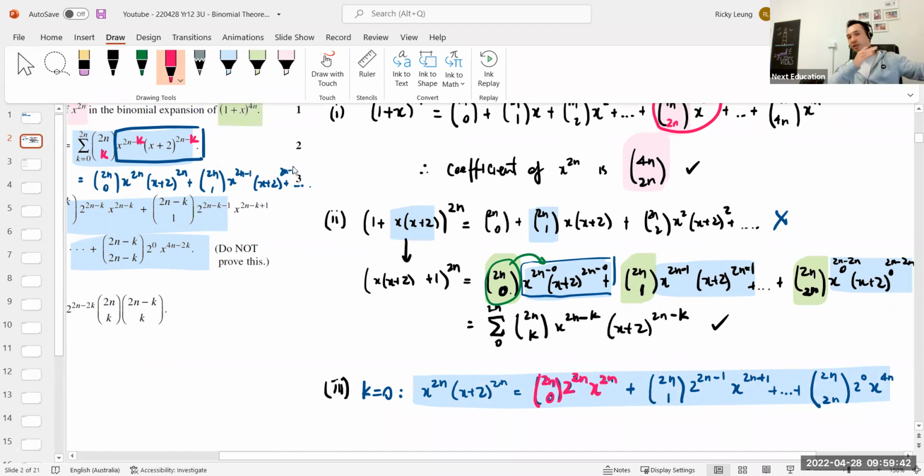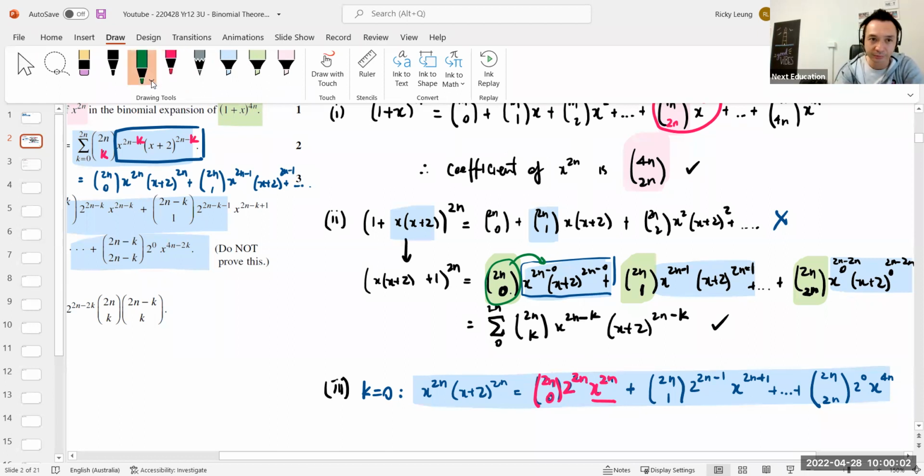Remember in the last lesson when I did comparing coefficients, I had a whole string of numbers and I compared rainbows. That's my first term in the rainbow. That green term multiplied by this pink term gives me my first coefficient of x to the power of 2n. Now we do the next one.